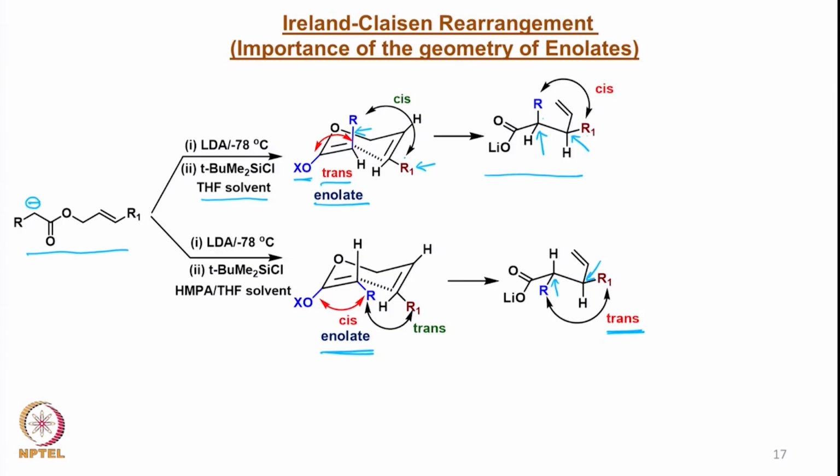The only difference is between the geometry of the enolates, and based on the geometry of the enolates the configuration of the final product is determined. Obviously in these cases we are talking about only achiral molecules, and therefore this product will be achiral unless we use a chiral auxiliary.